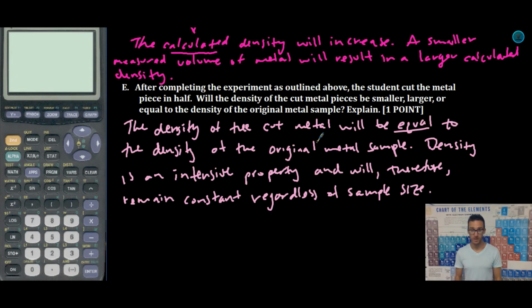All right, so as always, be sure to answer the question. The density of the cut metal will be equal to the density of the original metal sample. So make sure that you're answering that question. Density is an intensive property and will therefore remain constant regardless of sample size.